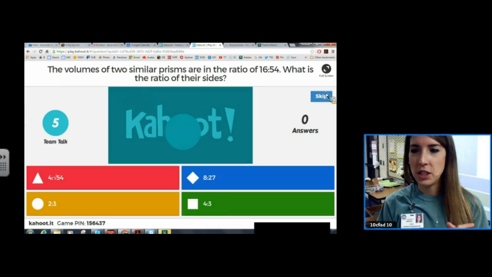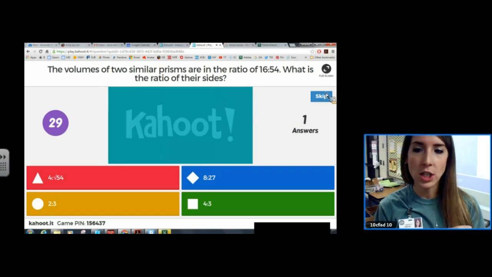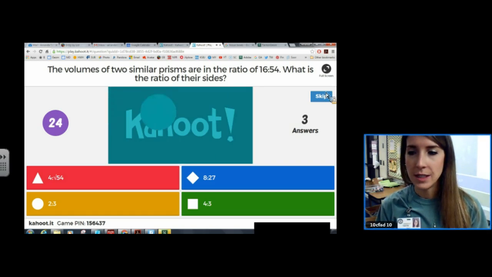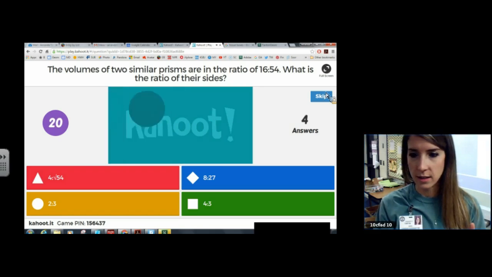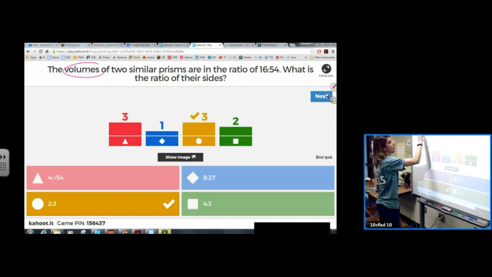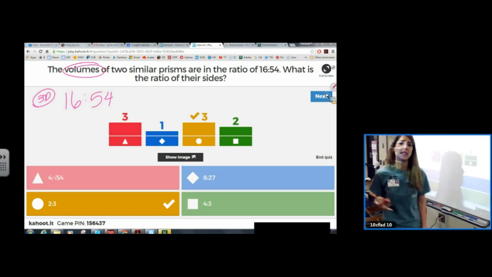The volumes of two similar prisms are in the ratio of 16 to 54. What is the ratio of their sides? Their volumes, 16 to 54. What is the ratio of the sides? All right, so the first word that gives us a clue is volume. This ratio is a volume ratio. It's a 3D ratio.